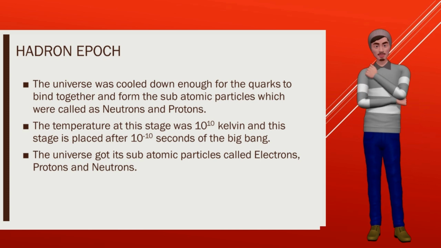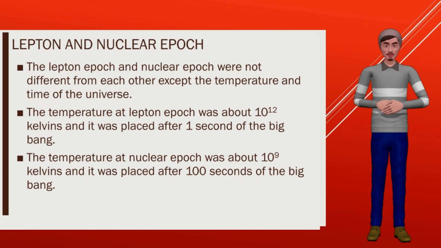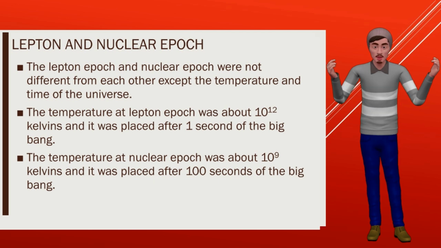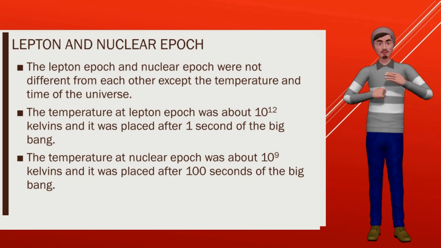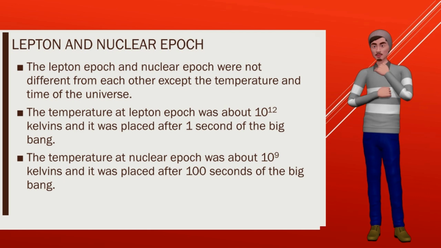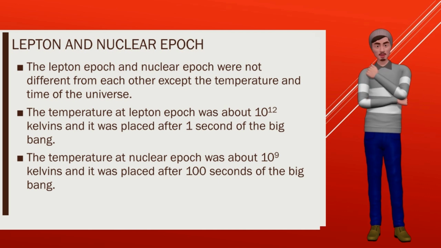The lepton and nuclear epoch. The lepton epoch and nuclear epoch were not different from each other except the temperature and time of the universe. The temperature at lepton epoch was about 10 raised to 12 degrees Kelvin and it was placed after 1 second of the Big Bang. The temperature at nuclear epoch was about 10 raised to 9 degrees Kelvin and it was placed after 100 seconds of the Big Bang.